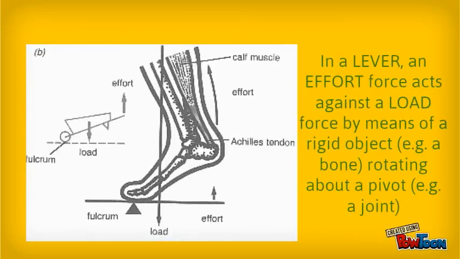Here we have a diagram which demonstrates the principle of levers. In a lever, an effort force acts against a load force by means of a rigid object which rotates around a pivot point. Here we have examples of a wheelbarrow and also of a foot. In the foot example, we can see that the load force is the weight of the person acting downwards, the fulcrum is around the toe joints, and the effort force is the effort produced in pushing up onto the toes of the foot.